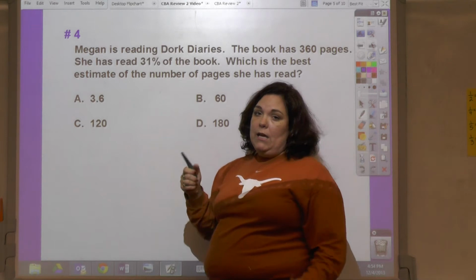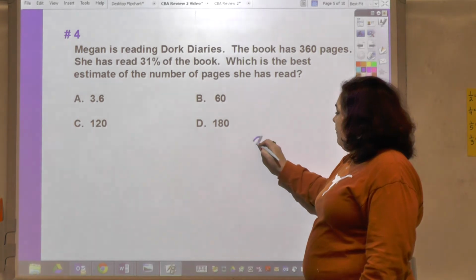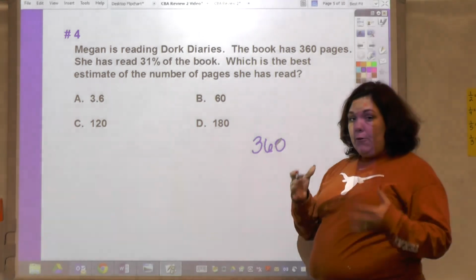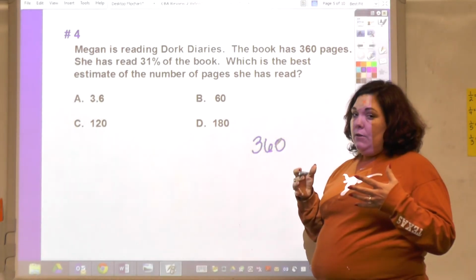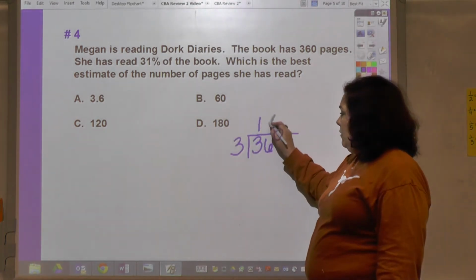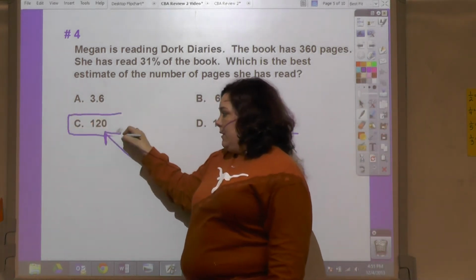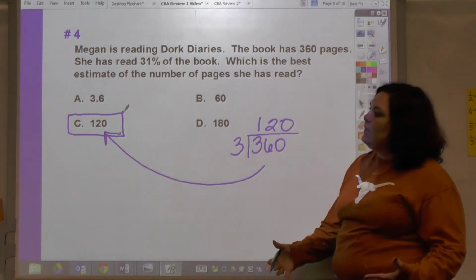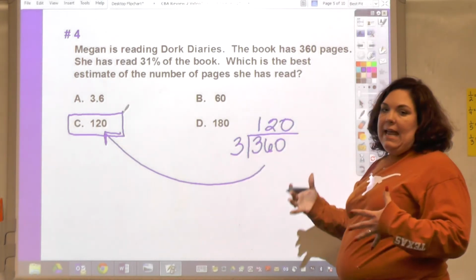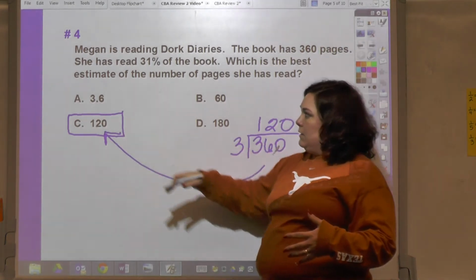Well, 30% is real close to either 30 or 33 and a third. And if I have 360, then I can find out 30%, or I could find out a third. And this is nice and easily divided by 3. So that would be 120 pages, and 120 is one of my answer choices. It may have said 126, or it could have said 108. But anything close to this is what you're going to pick, the closest answer.